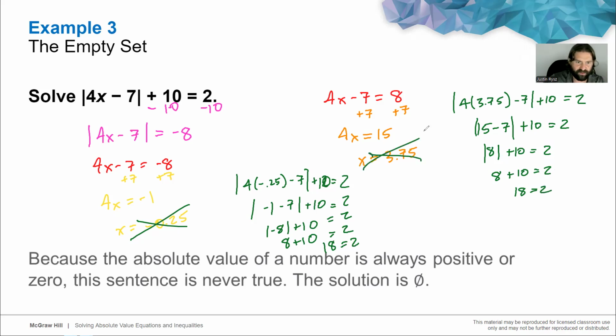So this is an example where no solution can actually work out. We can actually tell that right away. When we isolate the absolute value and we get equals a negative number, remember, it can never equal a negative number. It's always going to be a positive thing. We have no solution.